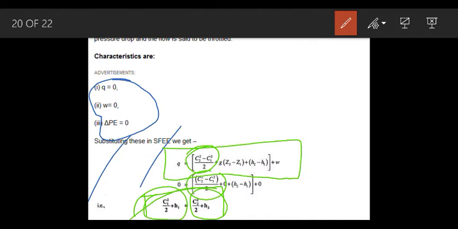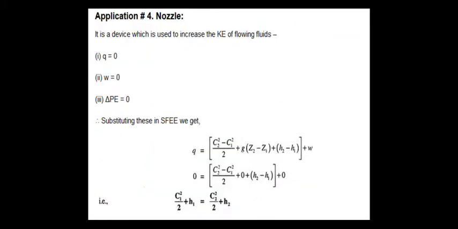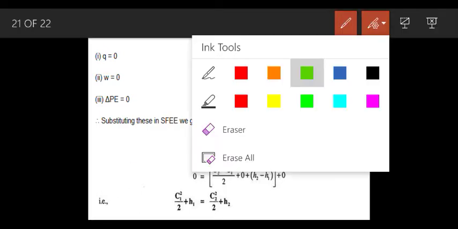So this is how we obtained the equation for the throttling process. Now we will discuss the next type of application, that is nozzles. Before I proceed, I will explain what exactly a nozzle is. A nozzle, in a diagrammatic representation, is represented like this.